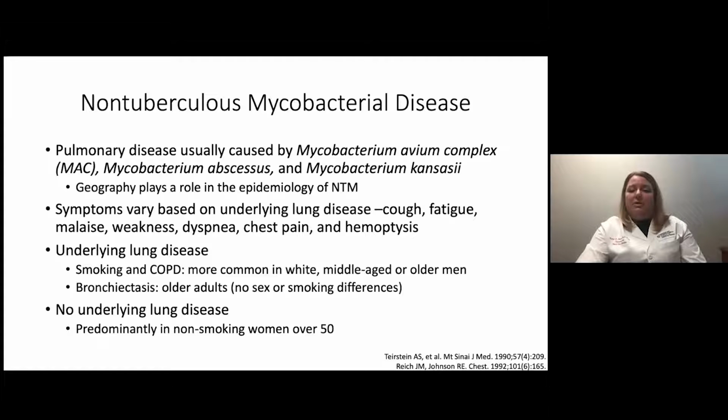Now, in people who have underlying lung disease, the underlying lung disease affects the type of presentation with these non-tuberculous mycobacteria. So in patients who are prior smokers and have a history of chronic obstructive pulmonary disease, the ones that are more likely to get non-tuberculous mycobacterial infections are white and middle-aged or older men. People who have underlying bronchiectasis, again, that's that distortion and enlarging of the airways, happens in older adults, and there's no difference in sex or smoking in that group. For people who get non-tuberculous mycobacterial disease without underlying lung disease, that's predominantly women, and they're usually older, over 50, and usually are non-smokers.